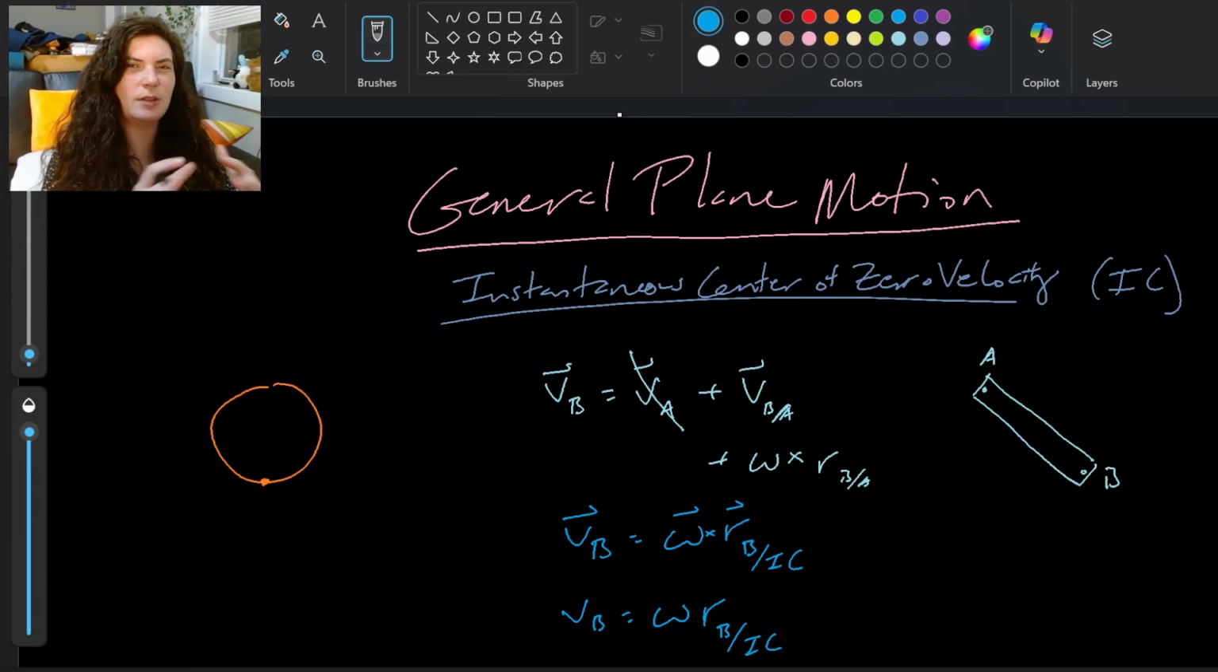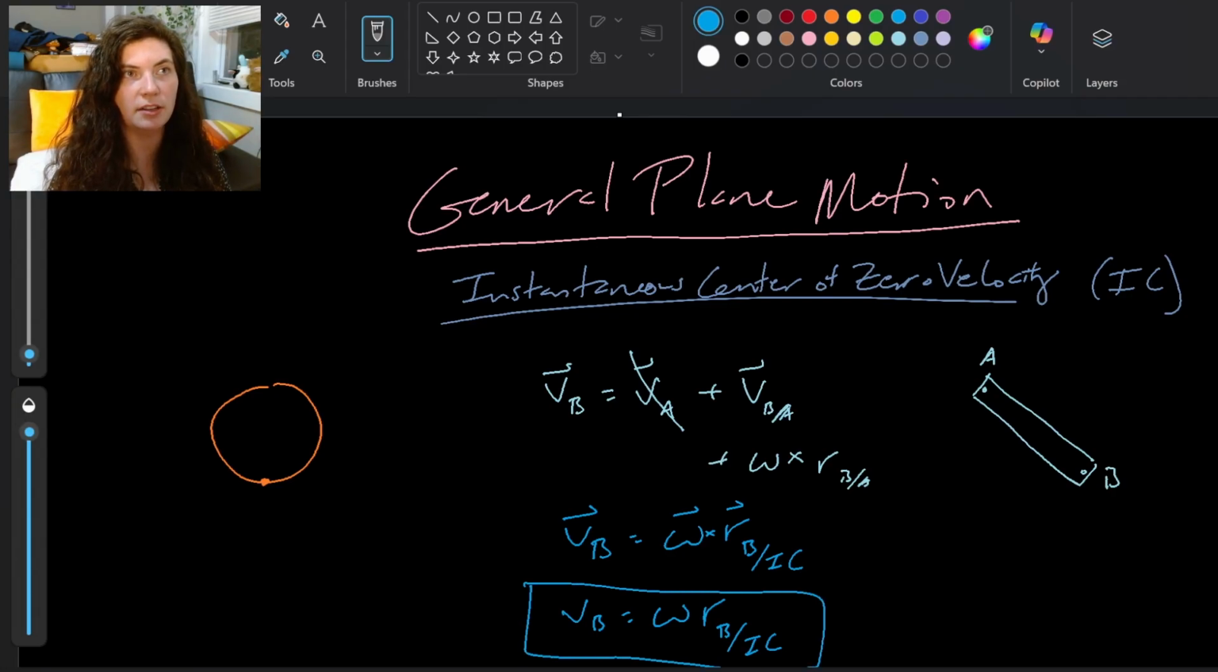So I know it sounds a little bit nebulous, so we'll talk about how we find these instantaneous centers of zero velocity, and then we'll do some examples so that we can see how we can get this simplified form of our equation to work out in our problems. Because usually the harder part in this is going to be finding that instantaneous center of zero velocity so that you can use this easier equation.